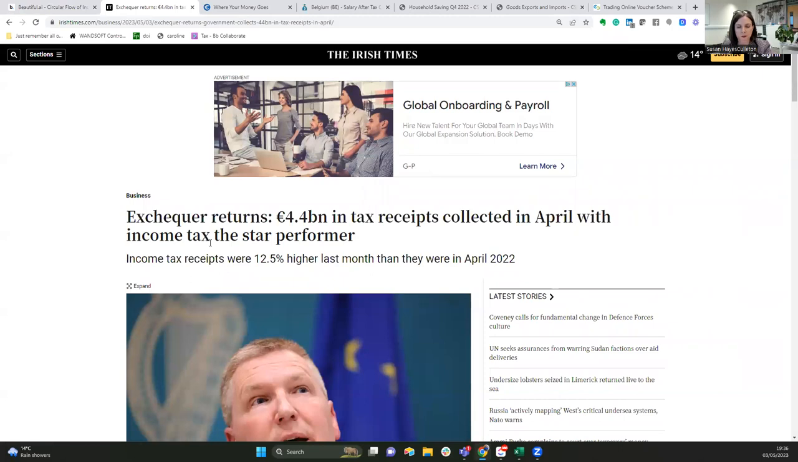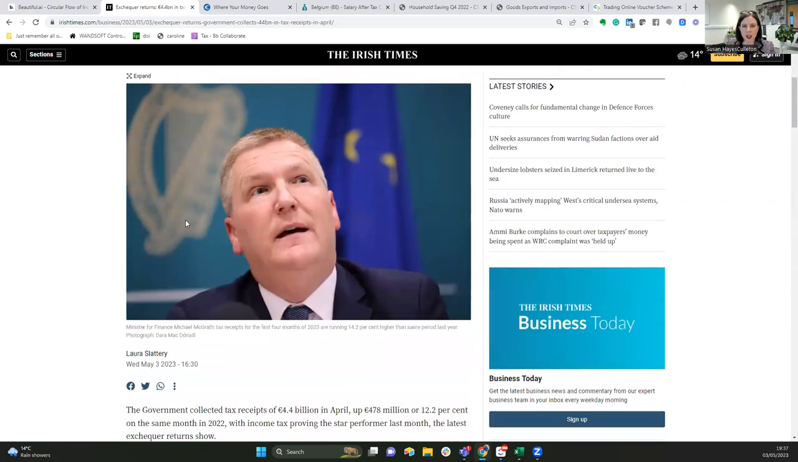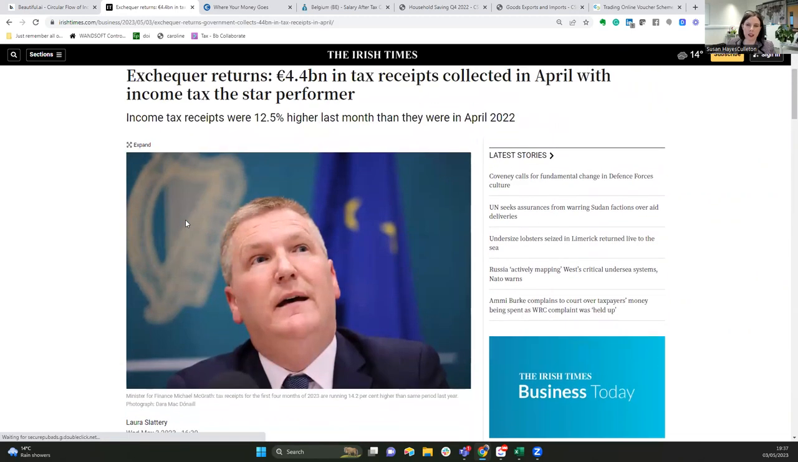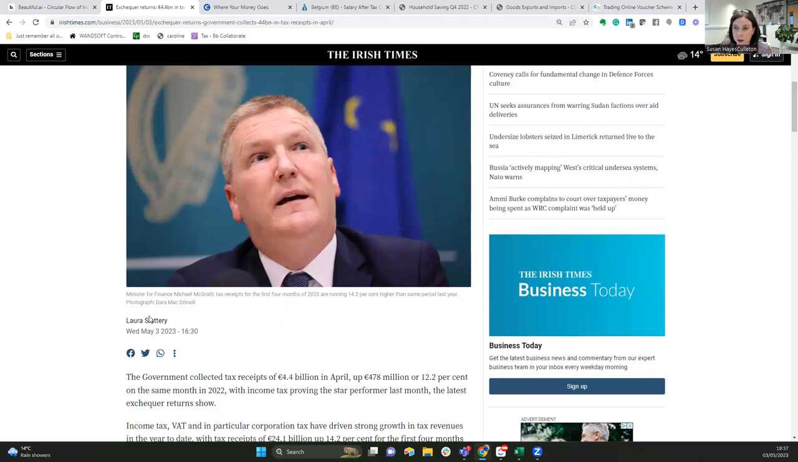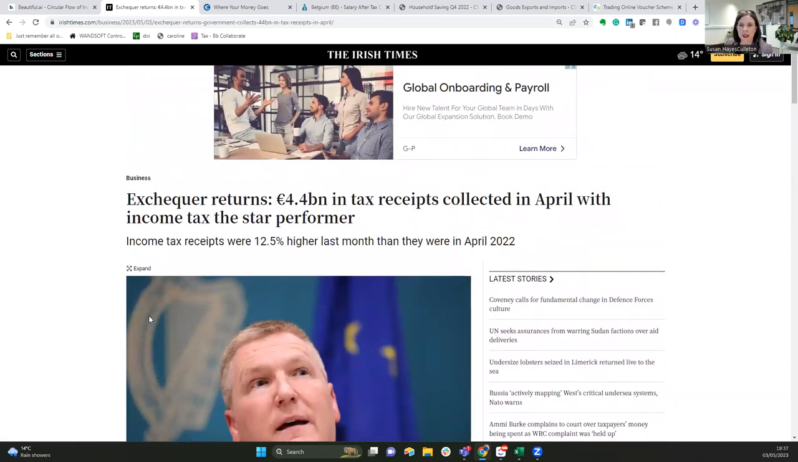What does the government actually take in tax? And here we have the exchequer return. That's the fancy term, and it comes from even before Ireland was a republic, so it's over 100 years old. Exchequer returns is the tax take, so that's how much the government received in tax. This was released today at half four, by Laura Slattery, a very good financial journalist.